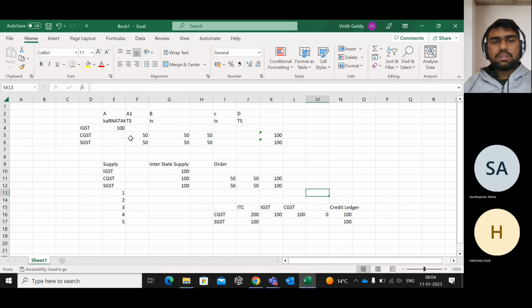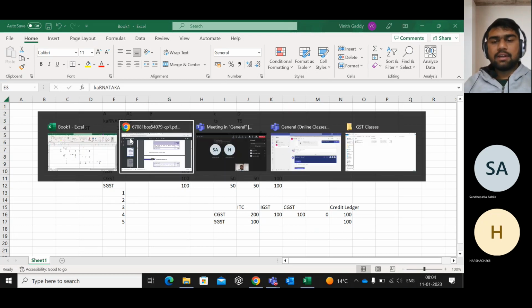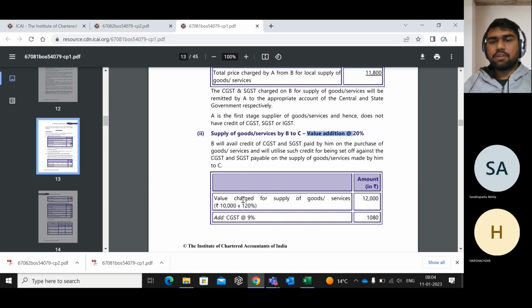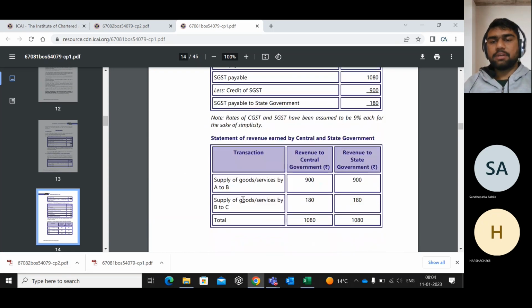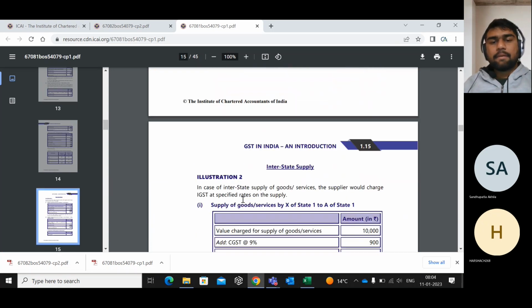Here I took an example. When A supplies to A1, and when A supplies to B, this is how the tax liability discharge mechanism works. That is the example. You can look after that, and if you have any doubts, let me know in the next session.